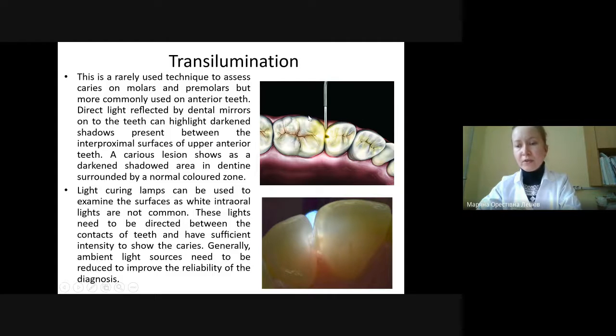And here you have the photo that shows how the tip of this device is applied to the tooth surface and the visible caries defect. And the same is here. UV light is directed to the tooth surface, and here is a visible interproximal lesion. This area is darker than other areas of the tooth surface.